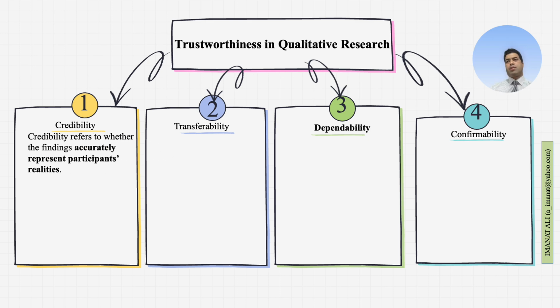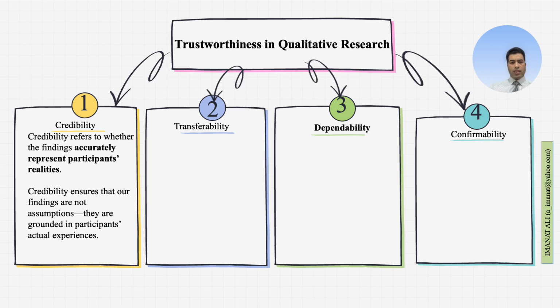Credibility refers to whether the findings accurately represent participants' realities. For example, my students consider learning with AI helpful, so their grades have increased. But how can I check whether the data is credible or not? Ensure that findings are not assumptions, but are grounded in participants' actual experience. If they are expressing their actual experience, it means credibility.